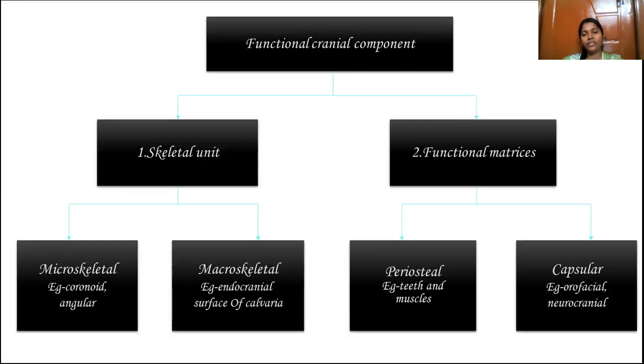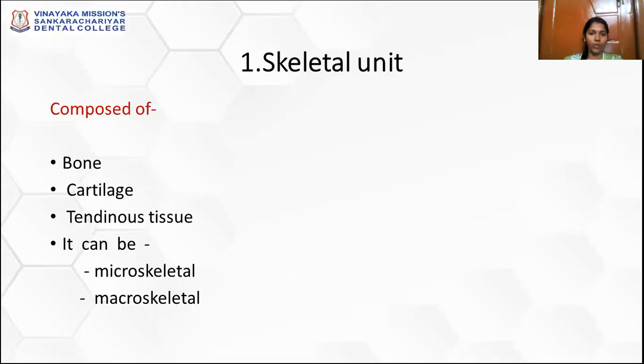If you divide the functional cranial components into different aspects, with respect to the skeletal unit or your matrices, we get two further divisions. In a broad sense, the skeletal unit can be divided into microskeletal units and macroskeletal units. Likewise, the matrices can be divided into periosteal matrices and capsular matrices. The microskeletal units are directly associated with the periosteal matrices, and likewise the macroskeletal units are associated with the capsular matrices. Let's see one by one.